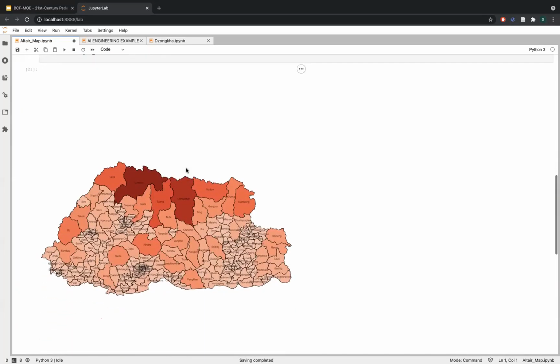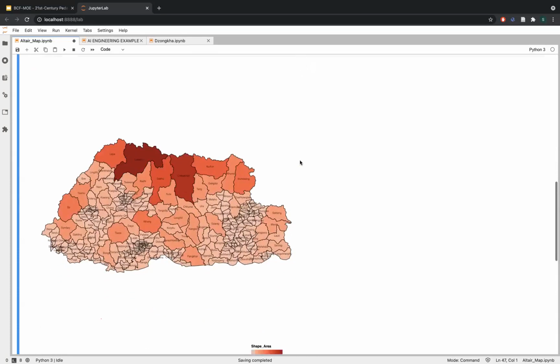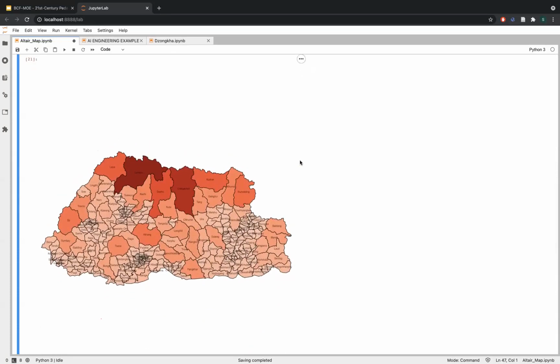There we go. We have a beautiful map of Bhutan. How lovely. And we can click on it. It's interactive. And what do these colors mean, I wonder? It looks like the largest gewogs are a very dark color, and the smallest gewogs are a very light color. And they have their names and everything.